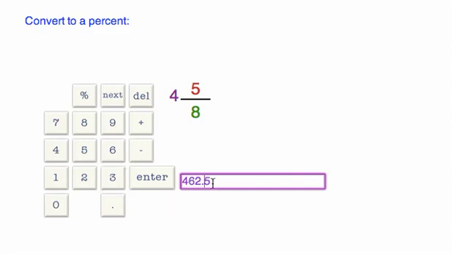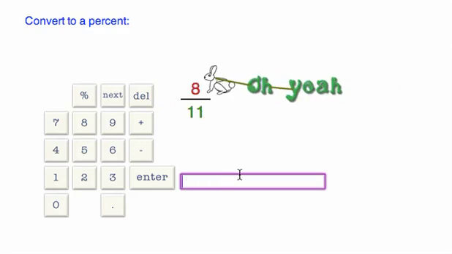462.5%. Okay. And remember that 1 is 100%. So 2 is 200%, and 4 is therefore 400%. So 5/8 is 62.5%. So 4 and 5/8 is 462.5%. All right, 8/11ths, let's do that one quickly.